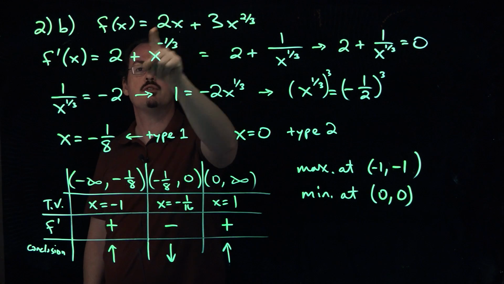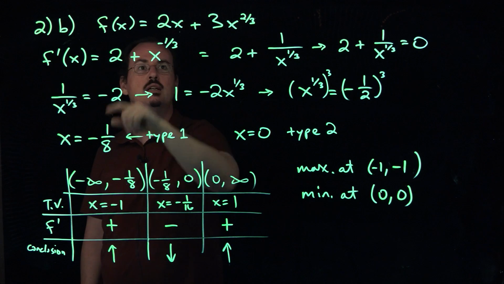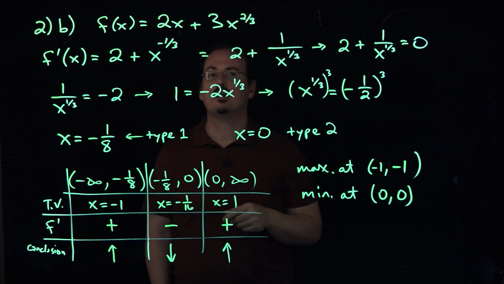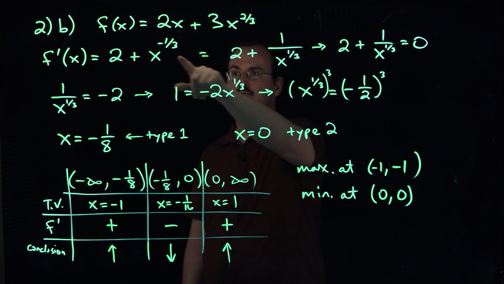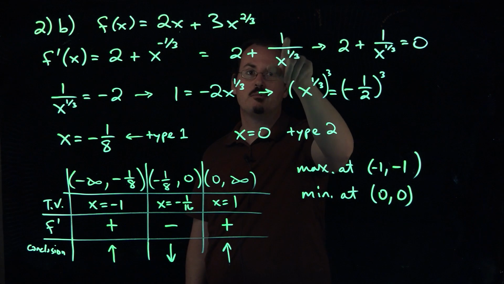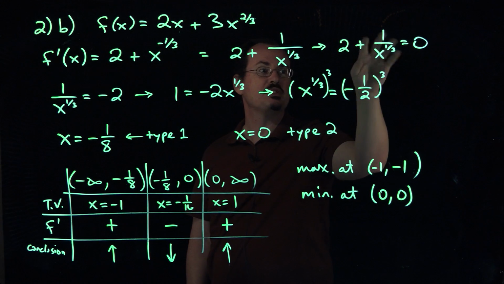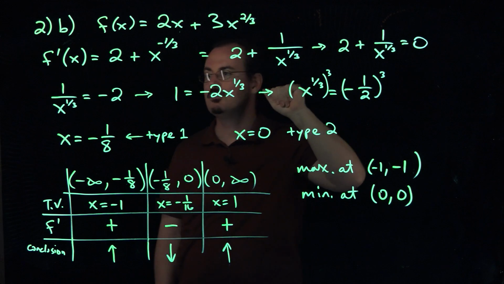So we take the derivative of the function. Here's the derivative using the power rule. We get rid of that negative exponent by writing it like this. And then we set that derivative equal to 0, just like usual.